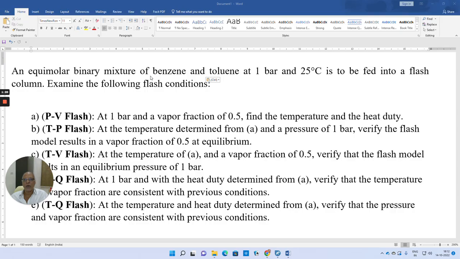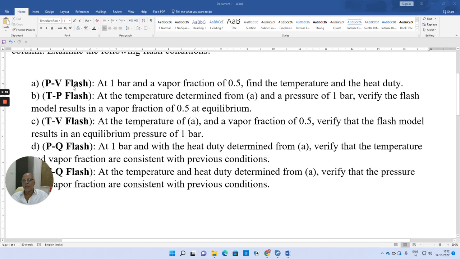Now in this case, we are dealing with a binary mixture of benzene and toluene. The feed is at 1 bar and 25 degrees centigrade. We are going to simulate a flash column given some of these conditions. If you are given the pressure and the vapor fraction resulting from the flash column, you are required to simulate the flash and calculate the temperature at which the flash column must operate and also the associated heat duty that needs to be supplied. Similarly, when temperature and pressure are given, you are required to identify the flash model results and see whether you are able to get a vapor fraction of 0.5 or not.